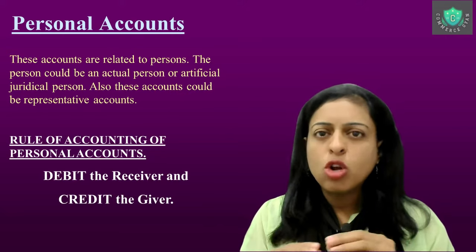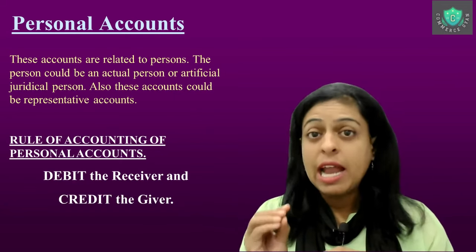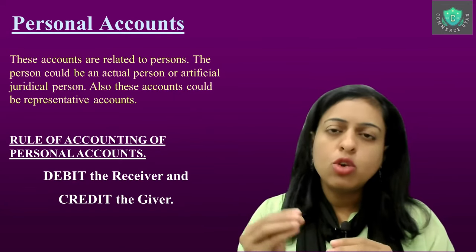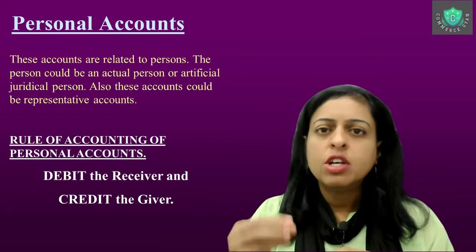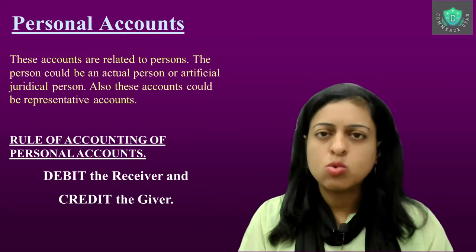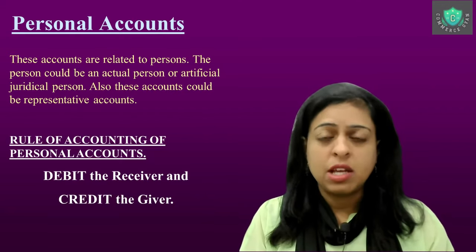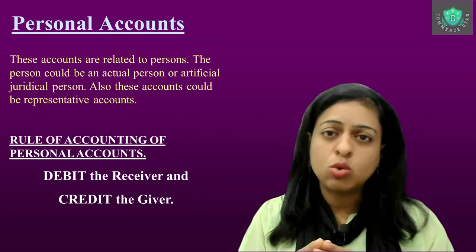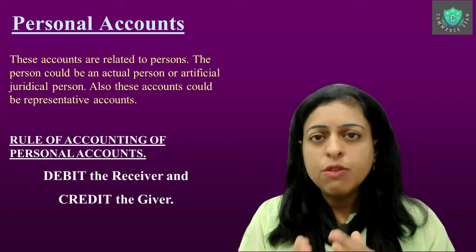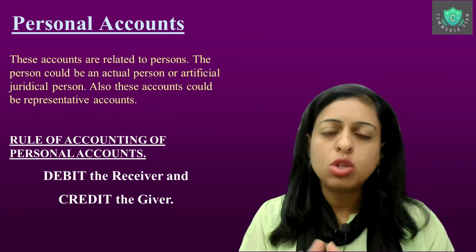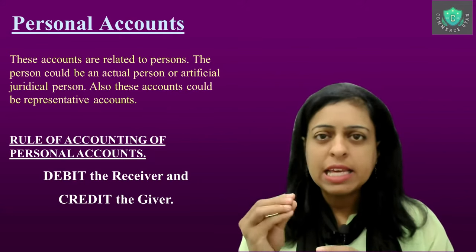Just understand that the rule of personal account says debit the receiver and credit the giver. So if a person is getting something, money, goods, whatever, his account will be debited. And if the person is giving something, like suppose the owner is investing money into the business, so he is giving, his capital account will be credited. If the bank is giving a loan to the organization, the bank is the giver.